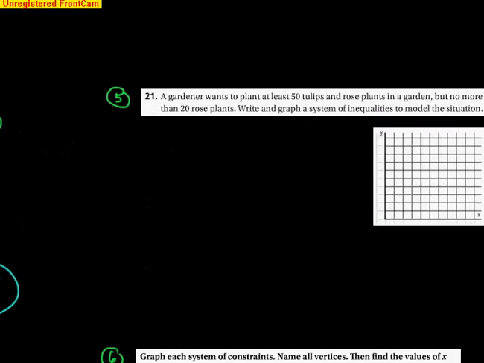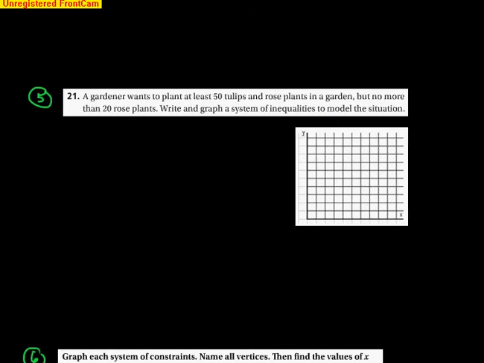Okay, next one, here we go. A gardener wants to plant at least 50 tulips and rose plants in a garden, but no more than 20 rose plants. Write and graph a system of equations to model the situation. So, this is an inequality problem. Notice the type of graph I give you, L-shaped. Same on the test, because we're working with words, real life stuff, no negatives.